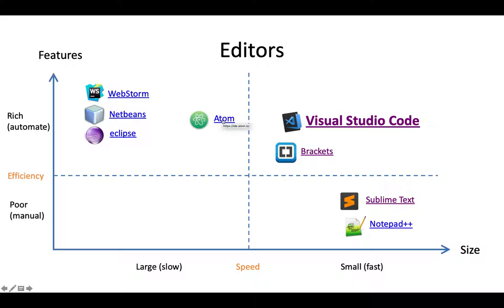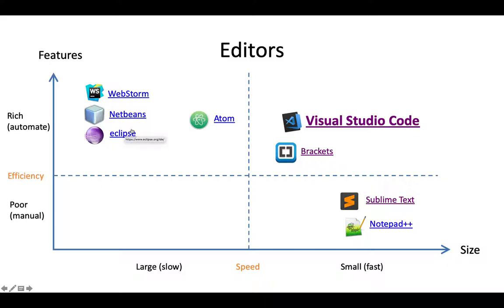And Atom, anyone heard of Atom? It's made by GitHub, which is like an open source repository of lots of projects, and it's quite good. I think it has a similar set of features as Visual Studio Code, but the file size is quite a bit bigger. And finally, we have this group here. You've probably all come across NetBeans and Eclipse, right? They're quite popular for Java development, and you can use them for web development as well as a code editor.